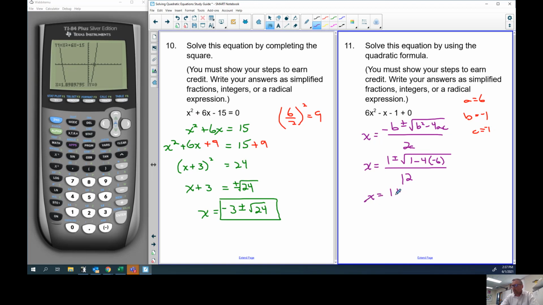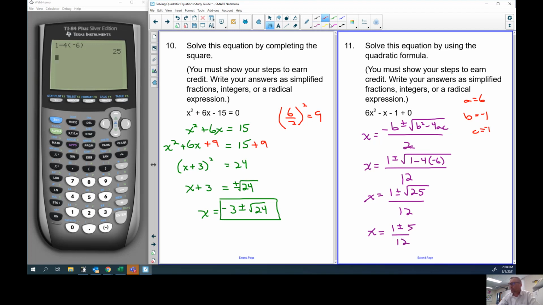This would be 1 plus or minus the square root of 25. I did the mental math, but I'll come over here to the calculator and do it. 1 minus 4 times negative 6 is 25, yeah. My lights went off. You know the video is getting long when the lights go off. All over 12. All right, well that is 1 plus or minus 5 over 12.